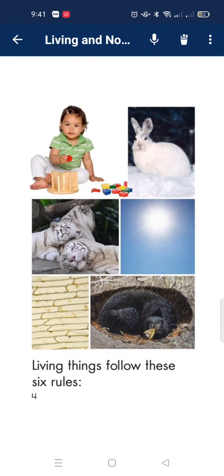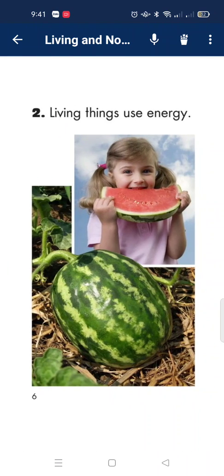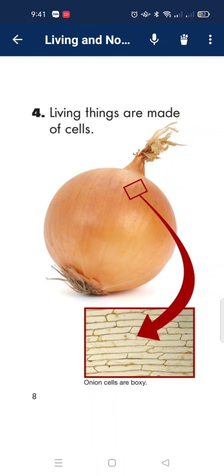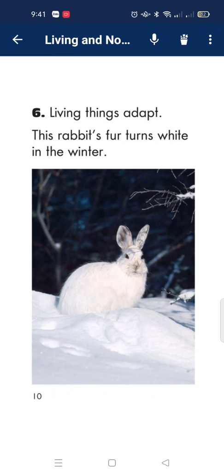Living things follow these 6 rules. Living things grow. Living things use energy. Living things make more of their own kind. Living things are made of cells. Living things respond. A bear goes to sleep to get away from the cold. Living things adapt. This rabbit's fur turns white in the winter.